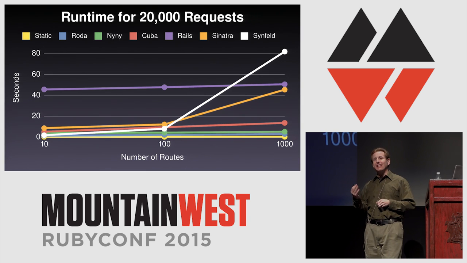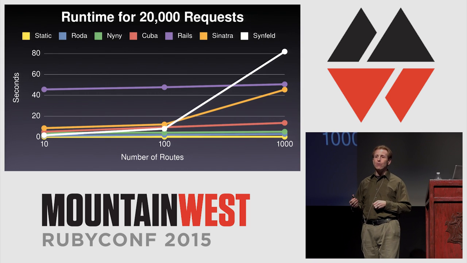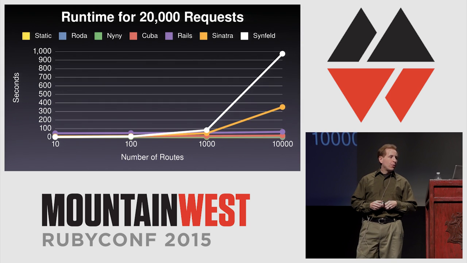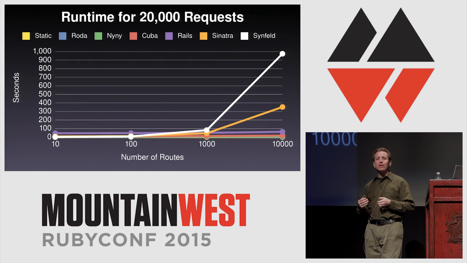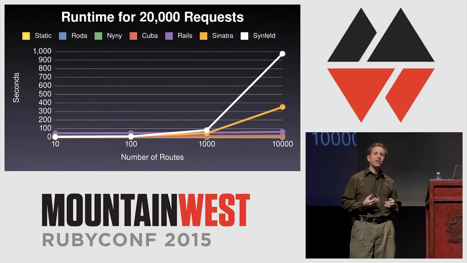From this graph, you can see that at 10 and 100 routes, Rails is an outlier, taking about 3 times as long as the next slowest framework. However, when you get to 1,000 routes, Sinfeld is significantly slower than Rails, and Sinatra takes almost as much time. When you go to 10,000 routes, Sinfeld and Sinatra take much more time than all of the other web frameworks put together. I'm not sure why Sinfeld performs so poorly in this benchmark.